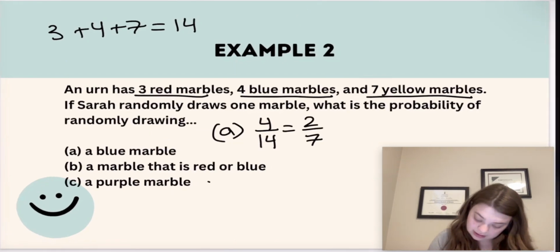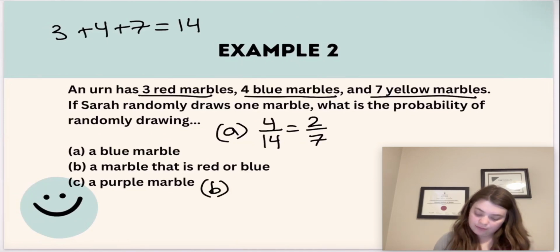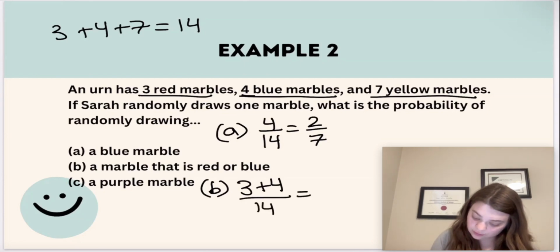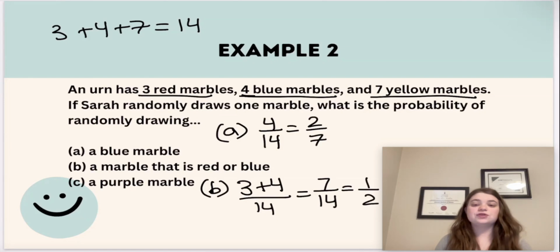Next, we have B, which is a marble that is red or blue. How many marbles are red? That would be 3. How many marbles are blue? That'd be 4. So 3 plus 4, because any of the reds or any of the blues would be a favorable outcome, and that's over the total of 14. So it's 7 over 14, which if we divide both by 7, we get 1/2. So if Sarah continues to do this, approximately half the time she should end up with a red or a blue marble.